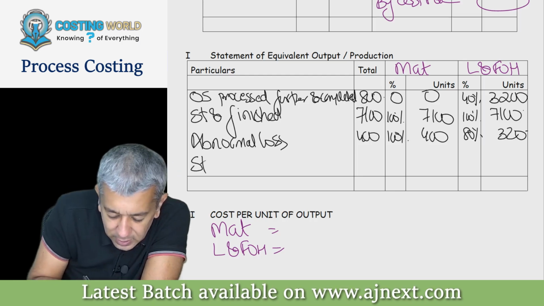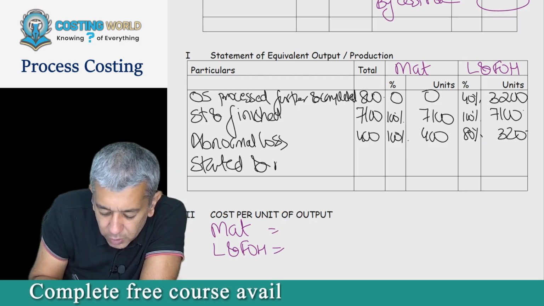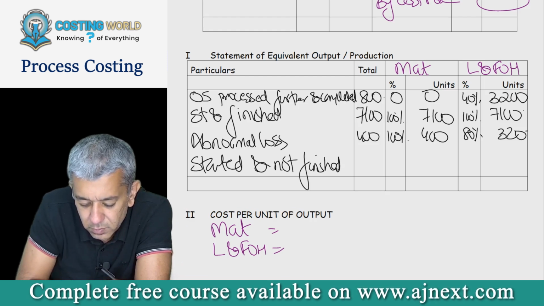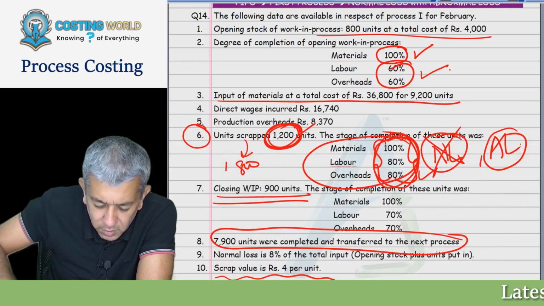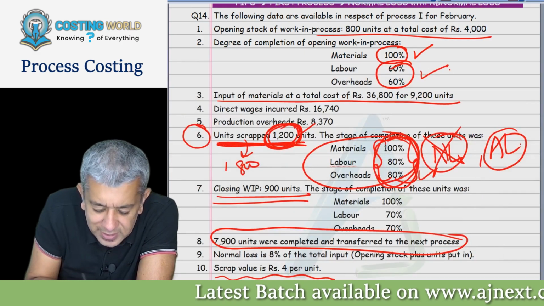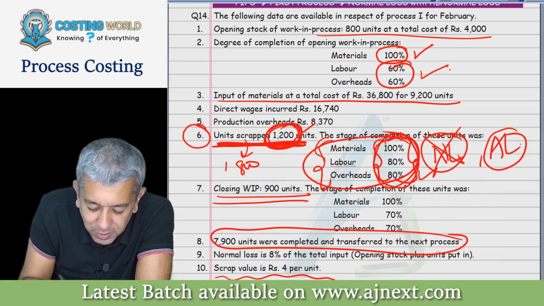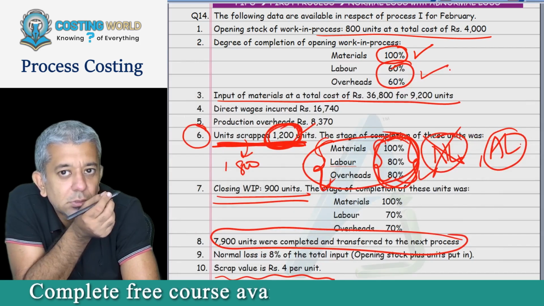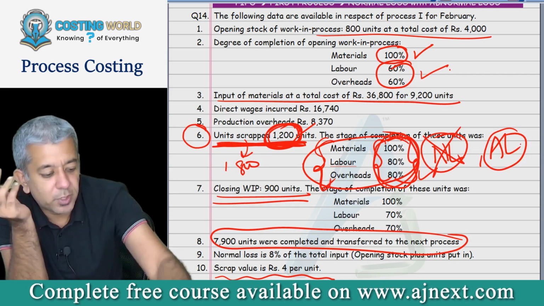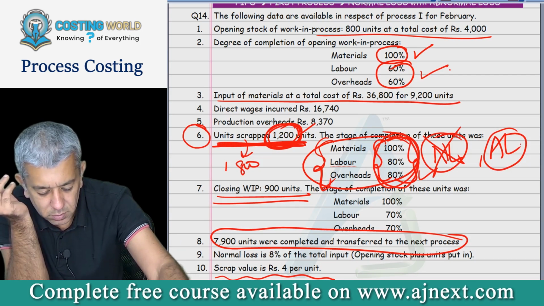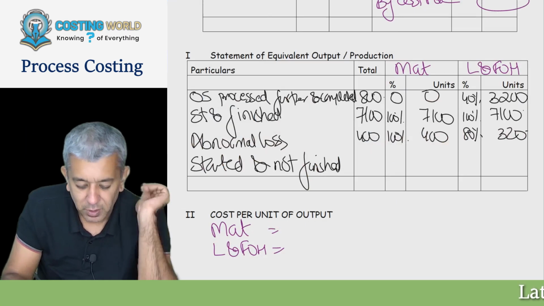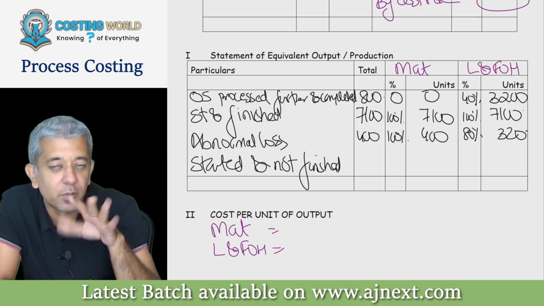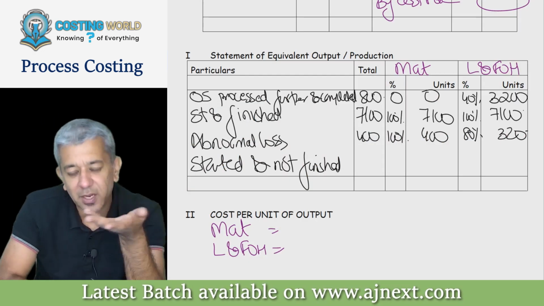And lastly, in this particular case, started and not finished. Sir, what is extra in abnormal loss? Obviously, units scrapped is 1200. This is the stage of completion of all the units. So this is applicable to everything that you produced. They have not given you the stage of completion as 500 units it was this and 400 units it was this. It's a combined thing that has been given.